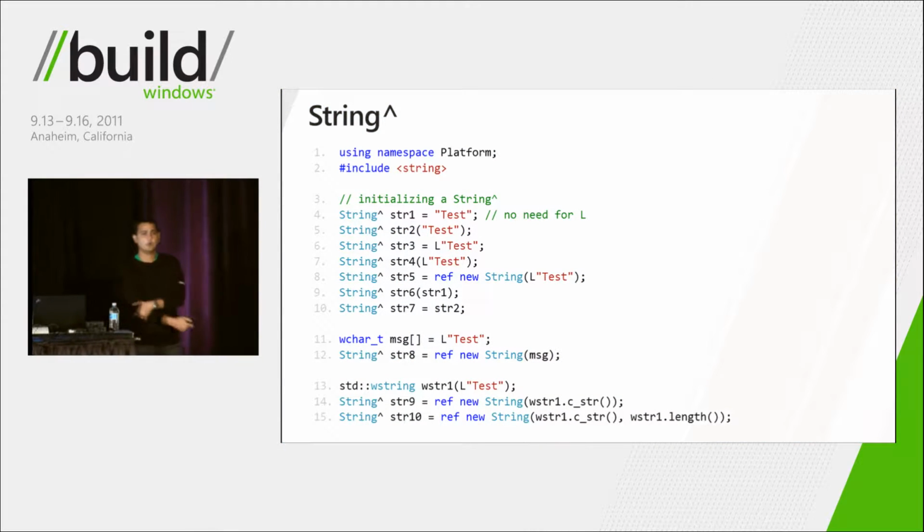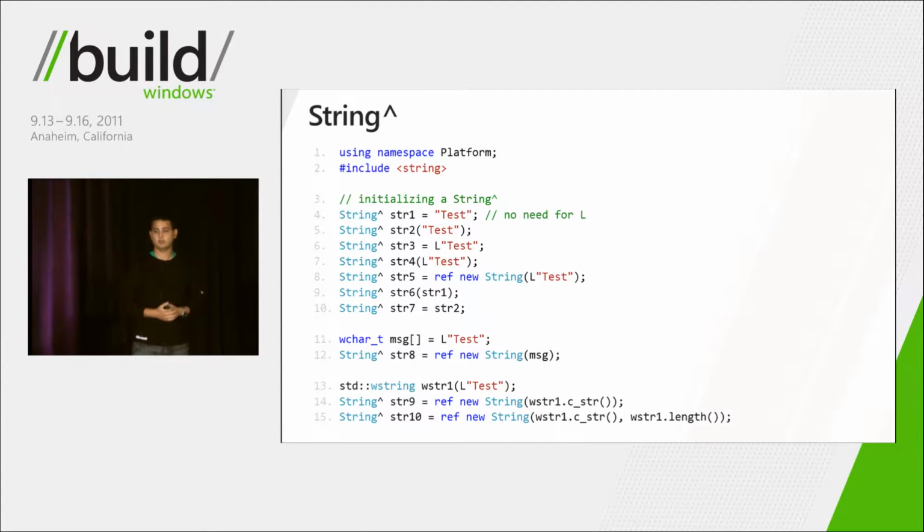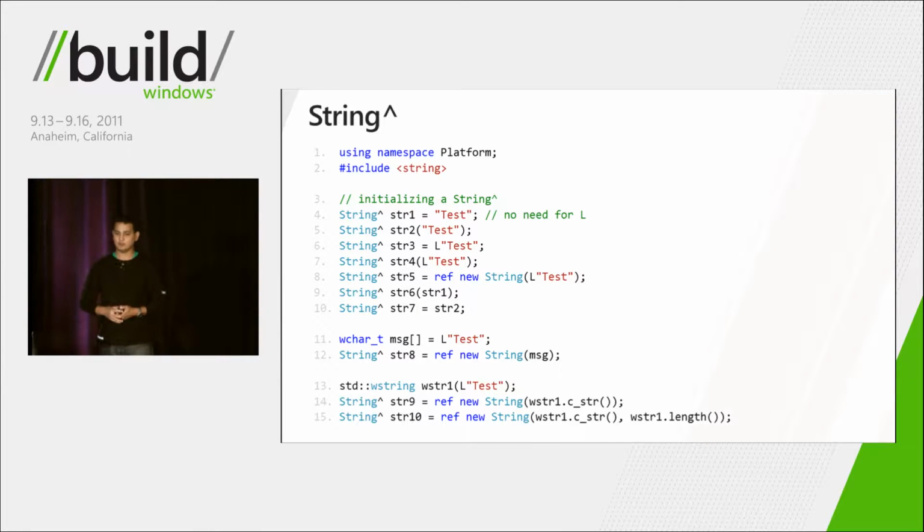So these are some code examples of what that looks like. On the one hand, you have just initializing a string from a string literal. Notice that you no longer need to say that it's a long string, a wide string. You don't need the L prefix with platform strings, mainly because platform strings are only wide. So we'll just save you the extra character. You can use it if you really want to. So on line 3 and line 4, we're using it, but you don't have to.